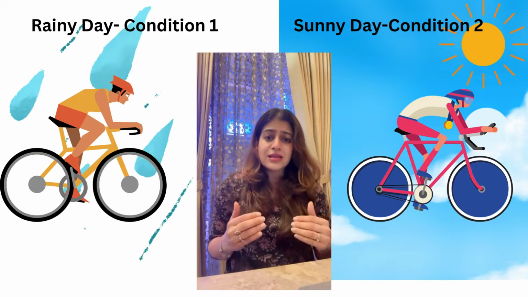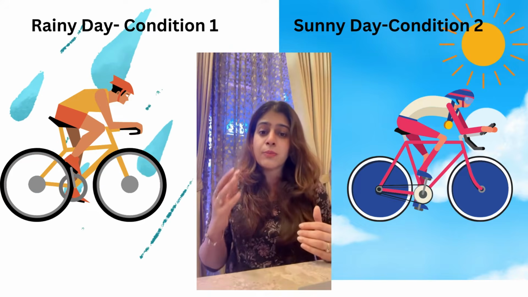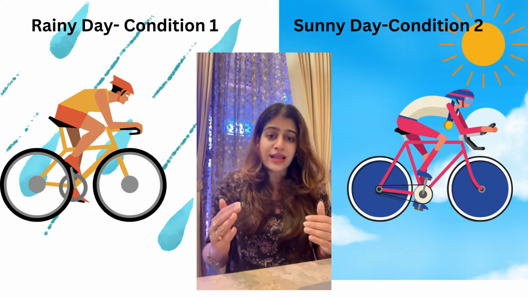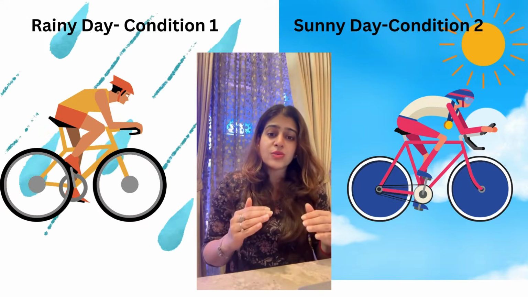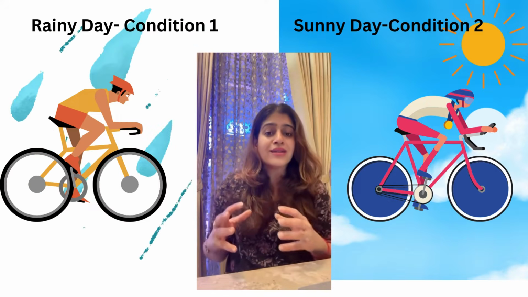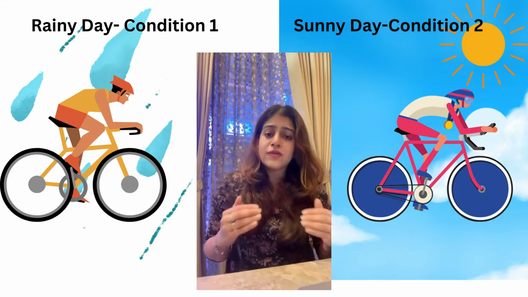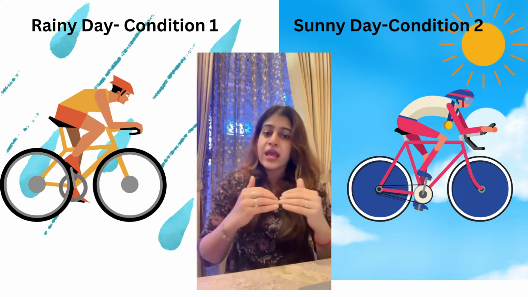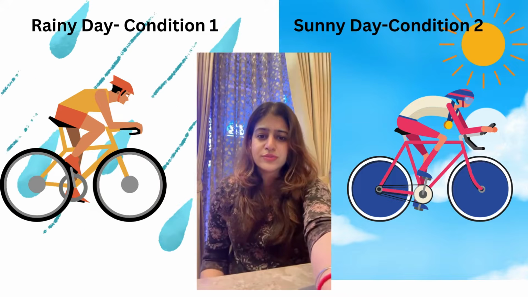So in this case, the actual result should be the impact of IV on the DV, the impact of weather on the cycling performance. But no, the result is not that. Here the extraneous variable is impacting the IV and it is also impacting the DV. So whatever the result comes, it is because of their individual differences and not because of the weather. So I hope it is clear to you.